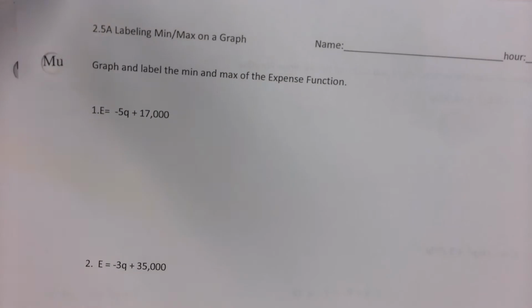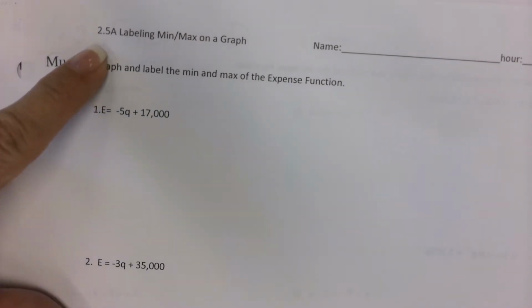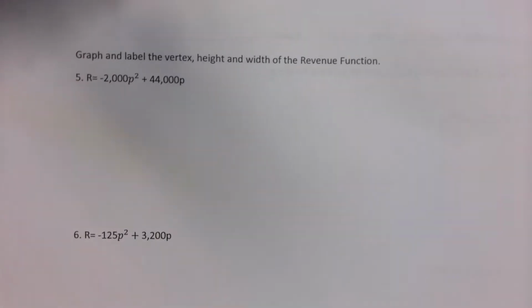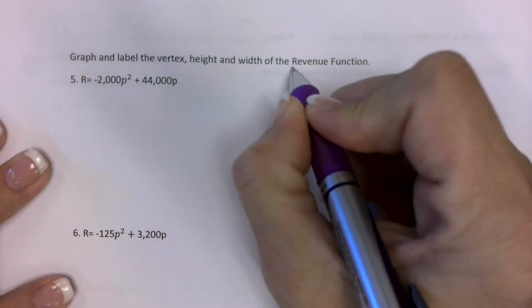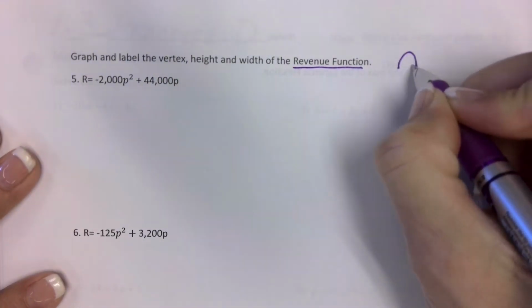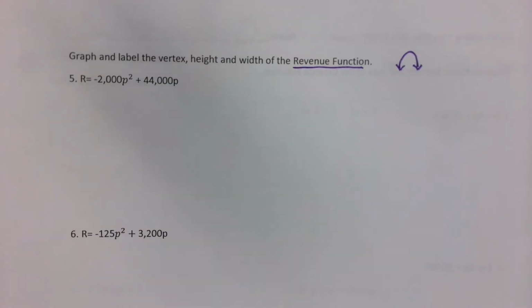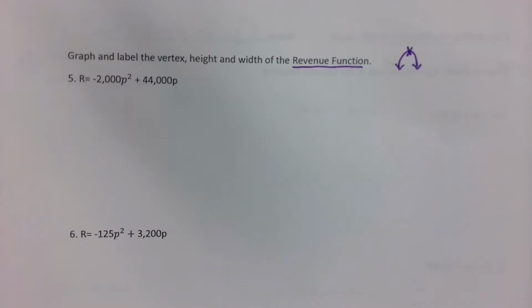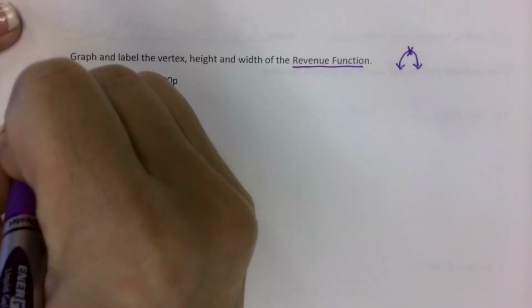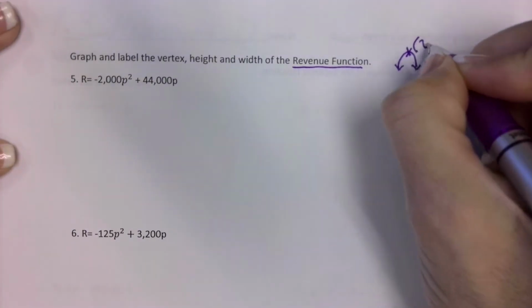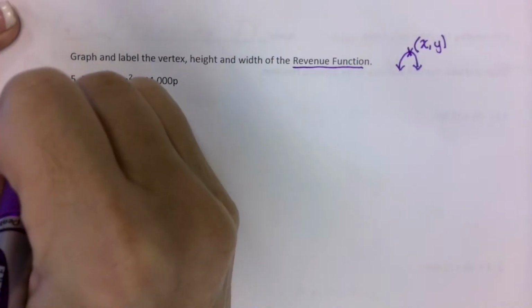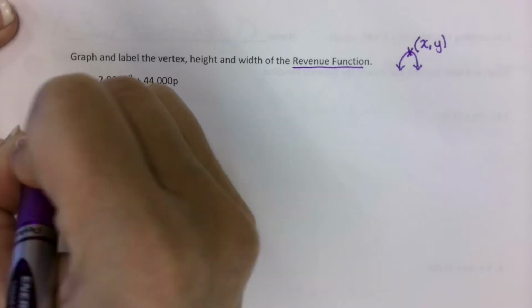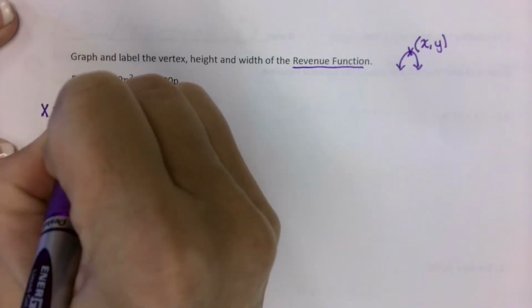We are doing the back of the 2.5a labeling. We're doing the revenue function, and the revenue function is going to look like a parabola. So when we're dealing with the parabola, we want to know the height and the width. And to do that, we are going to find the vertex. So to find the vertex, which is going to be x comma y, we're going to find the x, which is negative b over 2a.